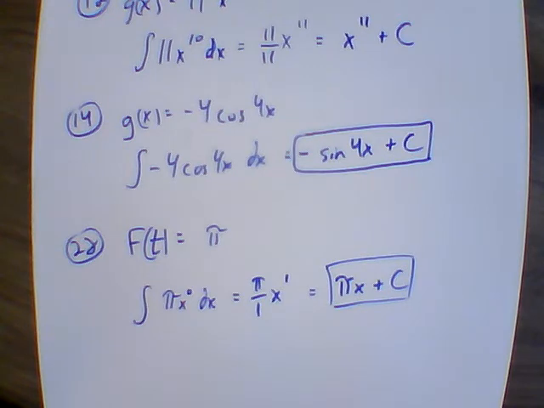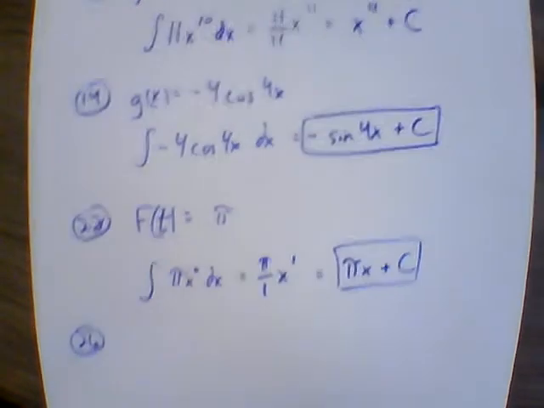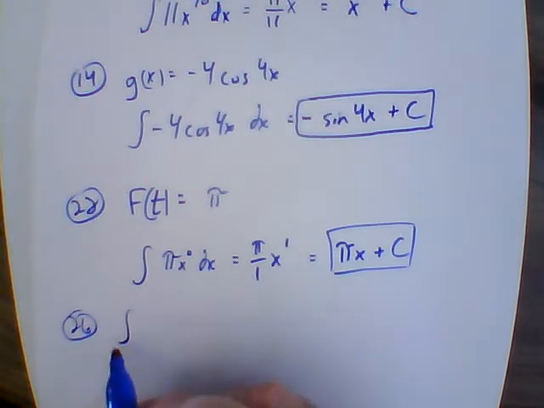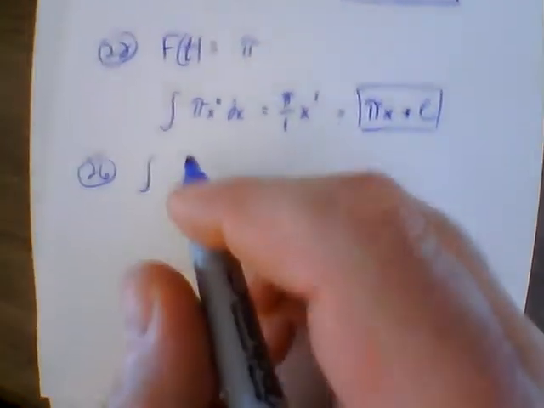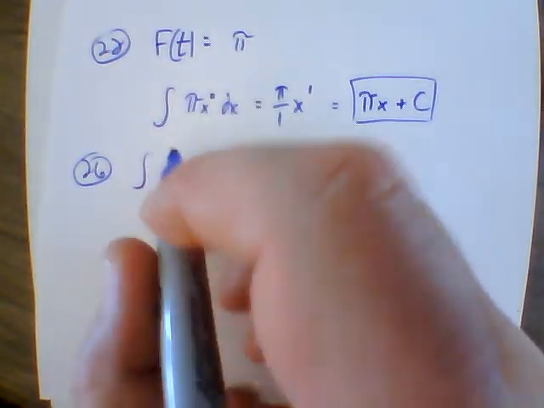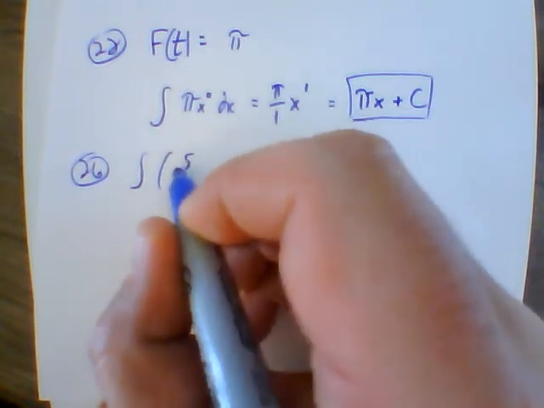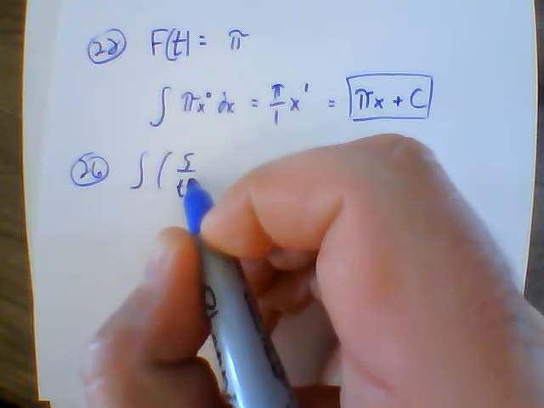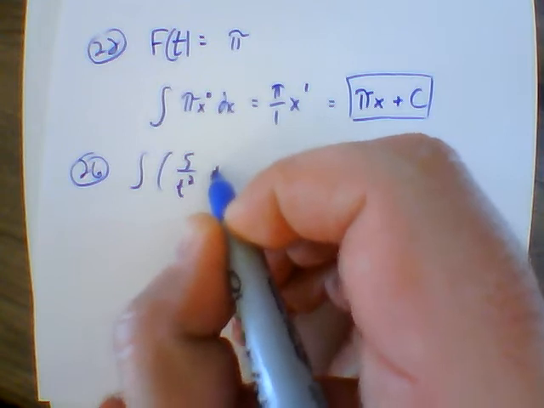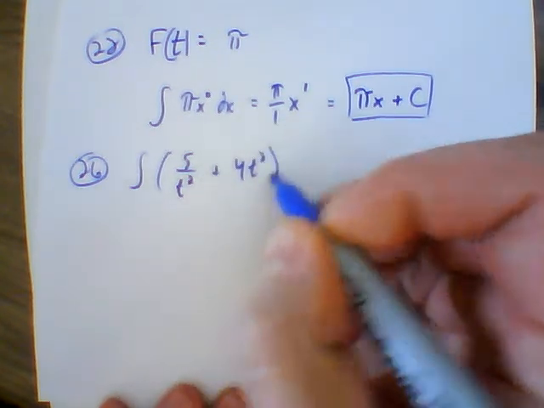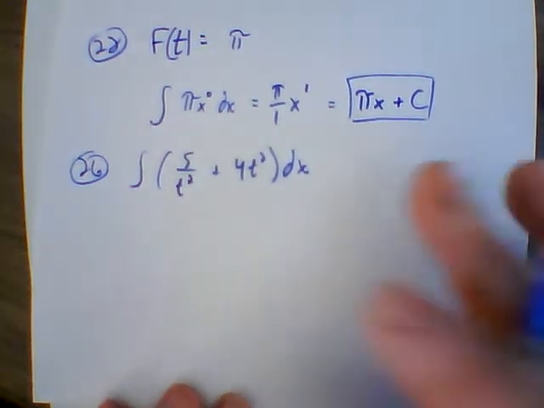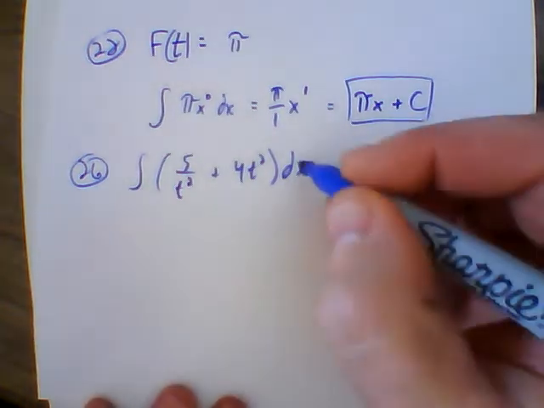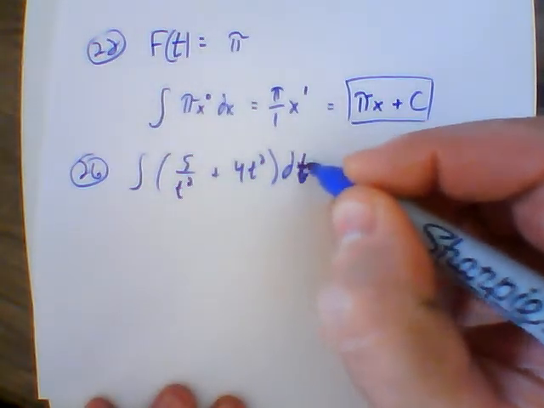So let's look at a couple more complicated problems. Number 26. Number 26 talks about the integral. Move it up here for you. Of, here we have 5t over t squared plus 4t squared dx. I'm sorry, dt. Our variable's t in here, not x.